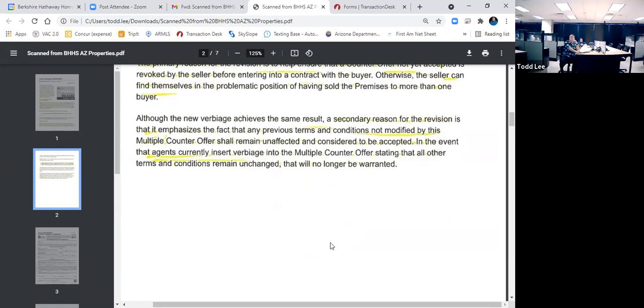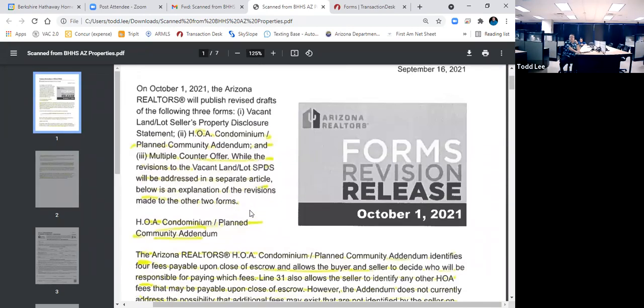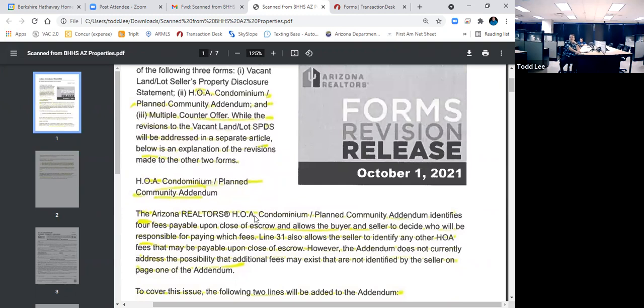Make sense? Yes. All right. Any other questions about the two changes to the forms that we had today?